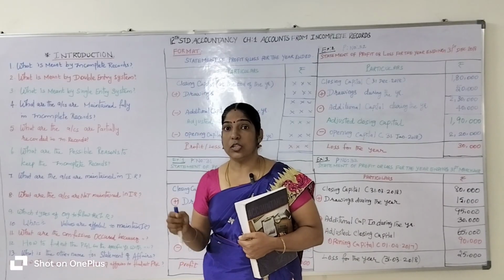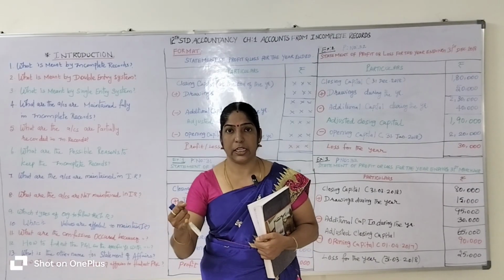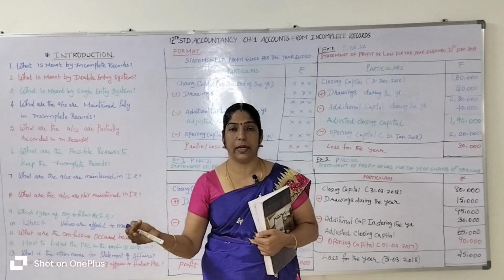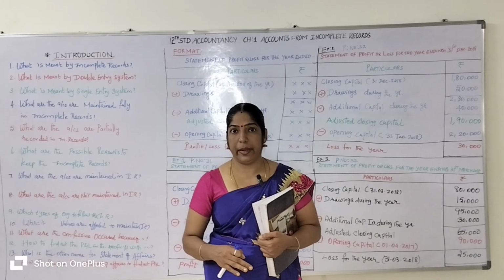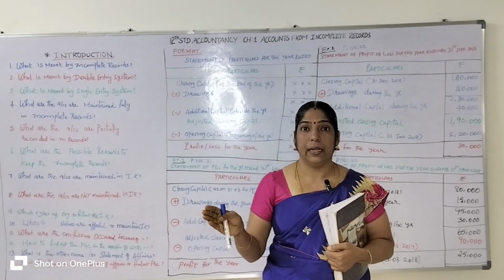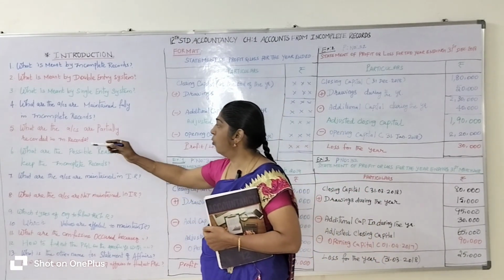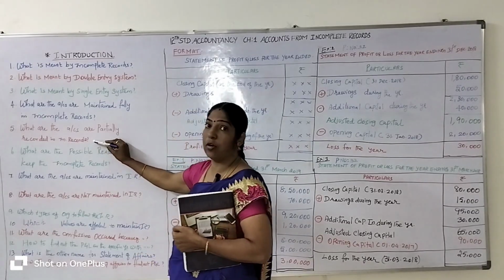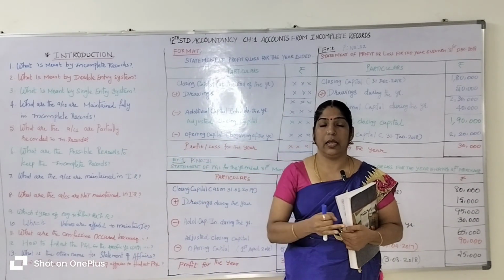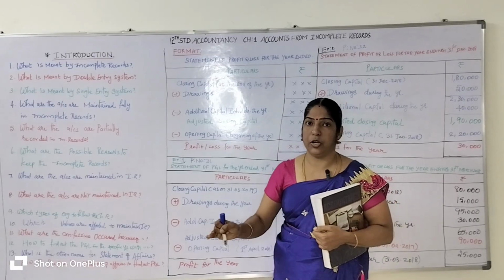So what are the accounts they maintain? Cash account and personal account. Personal account means customers' accounts and creditors' accounts only they maintain, and other accounts they maintain based on their necessities. Okay. So what accounts are partially recorded in the incomplete accounts? Real account and nominal account they only record partially.